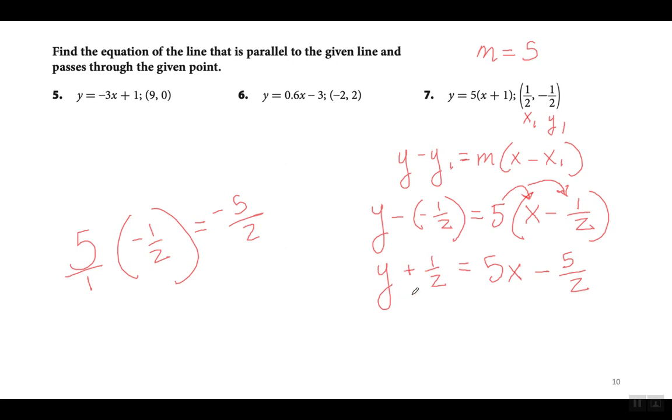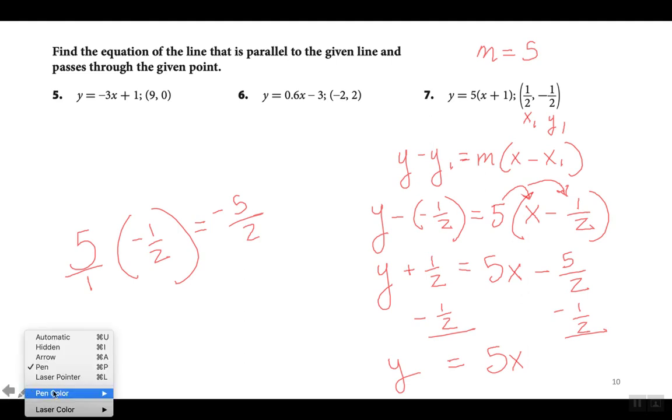Now my last step is to move that 1/2 to the right by subtracting 1/2. Alright, so subtract 1/2. But mister, how am I going to subtract that? Those are fractions. Alright, so y equals 5x. Alright, let's talk about this part. Let me use a different color so it's easier to see.